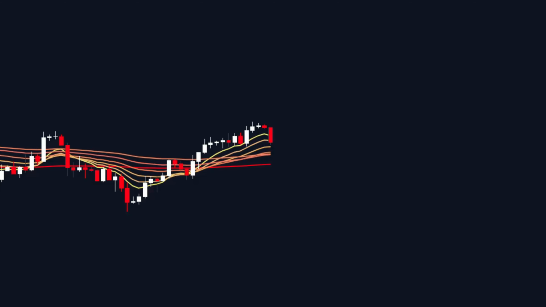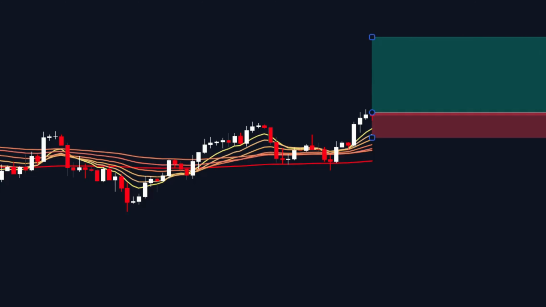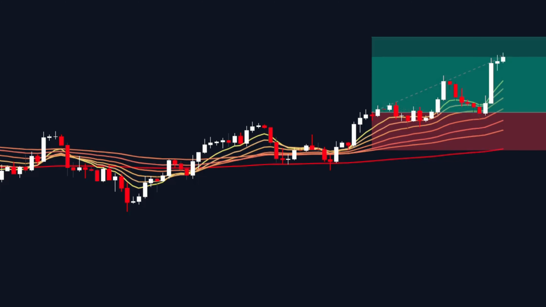Watch for the ribbon to begin separating. The moment the short-term EMAs, your 8 and 13, begin fanning away from the longer ones with a strong directional candle closing outside the ribbon on increased volume, that's your breakout entry. The compression just released. Momentum is picking a direction and you're getting in at the earliest possible confirmation.